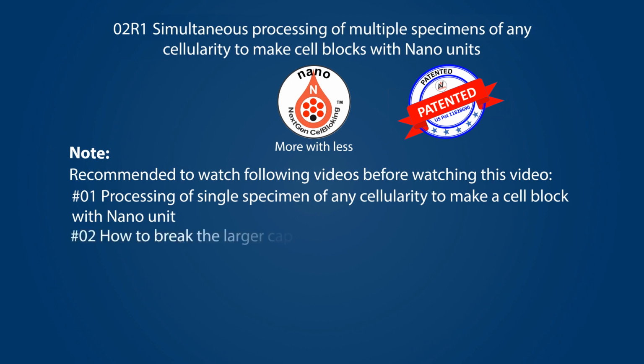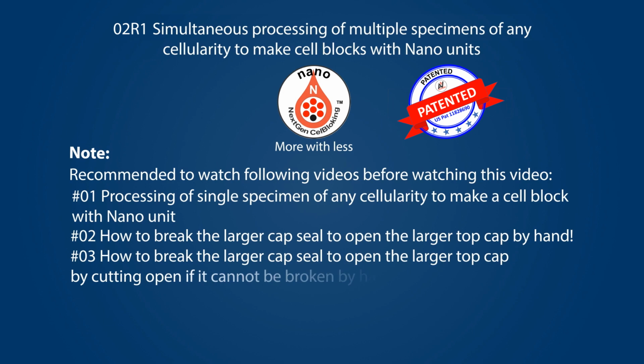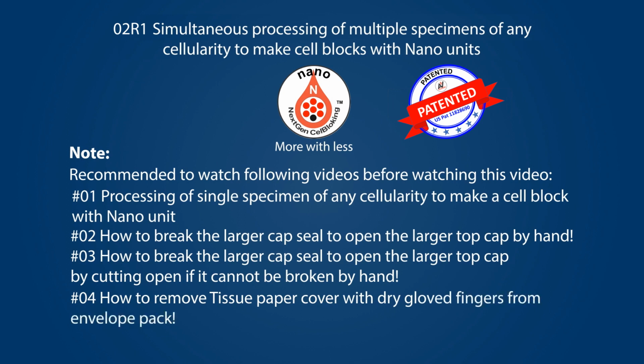How to break the larger cap seal, to open the larger top cap by hand. How to break the larger cap seal, to open the larger top cap by cutting open, if it cannot be broken by hand. How to remove the tissue paper cover with dry gloved fingers from the envelope pack.